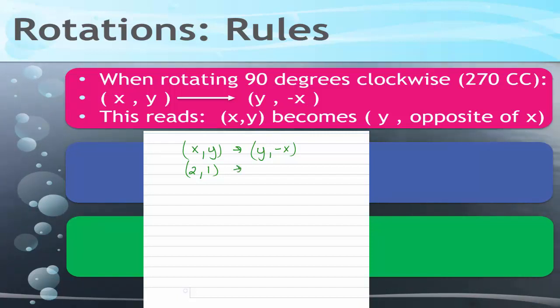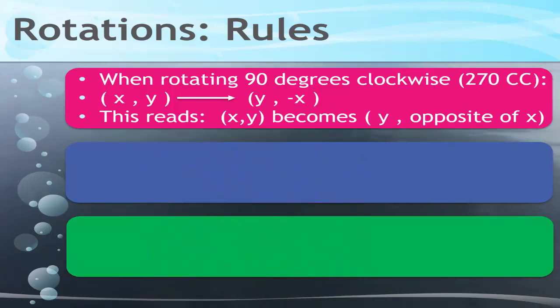2, 1 becomes y, comma, opposite of x. So first I'm going to switch my numbers. And then we're going to take the opposite of whatever that x value was. And so now we can think about our new ordered pair, 1, -2. 1 means I'm moving to the right one from my origin, 0, 0. And -2 means I'm then moving down 2 units. That would in fact end up in quadrant 4.